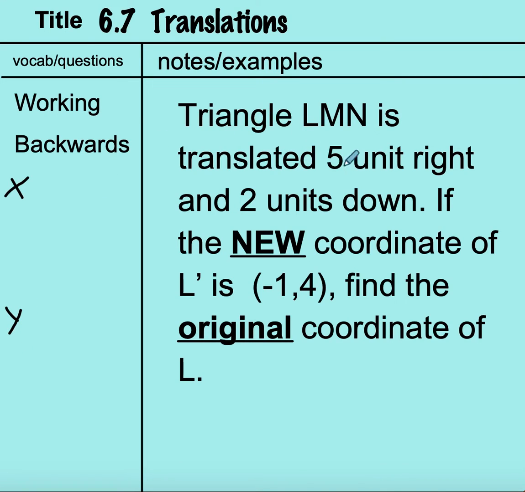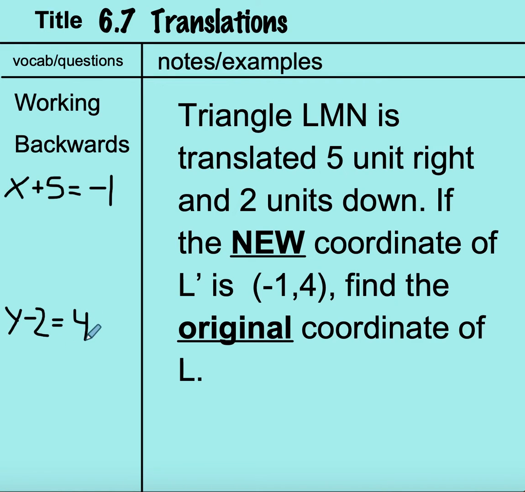but I know that it was translated 5 units to the right. Well, 5 to the right means I would have added 5 to that x coordinate. When I add 5 to it, I end up with my new x coordinate, which is negative 1. Remember, x is the first number. Okay, for my y coordinate, I translated 2 units down. 2 units down means I would have subtracted 2 to get my new coordinate here, which is 4.